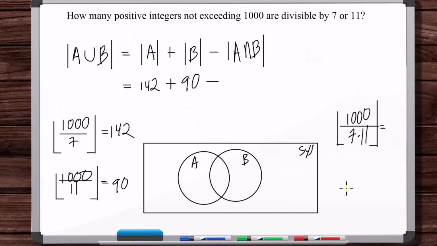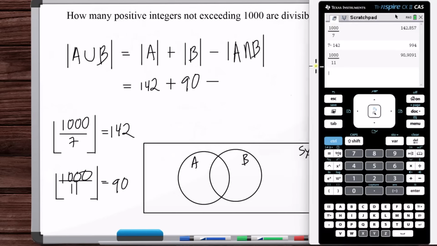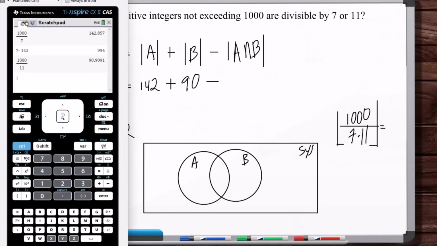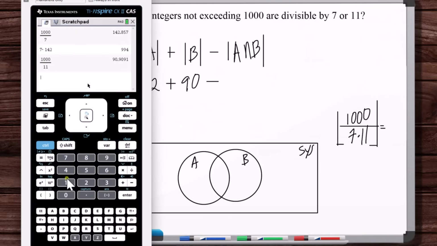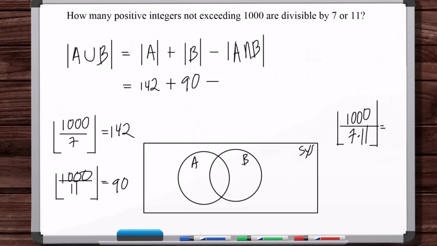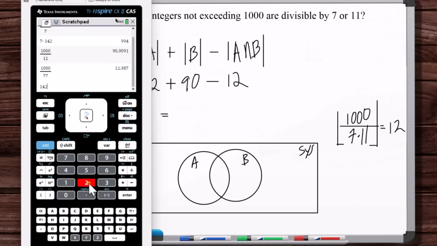Since these two are relatively prime. That's the trick. So, 1,000 divided by 77, and that's 12. And that is the answer. So, 142 plus 90 minus 12 is 220.